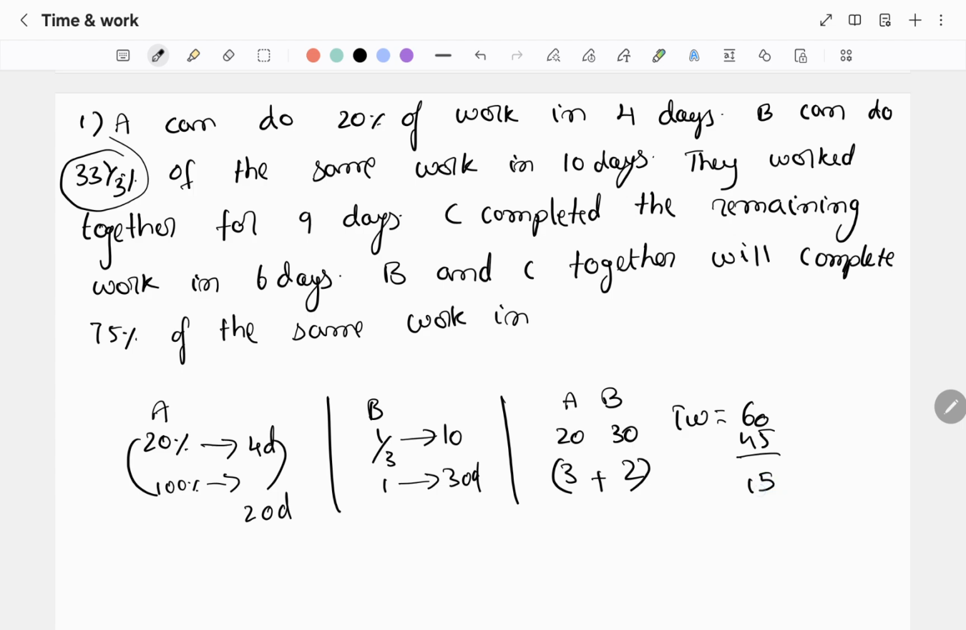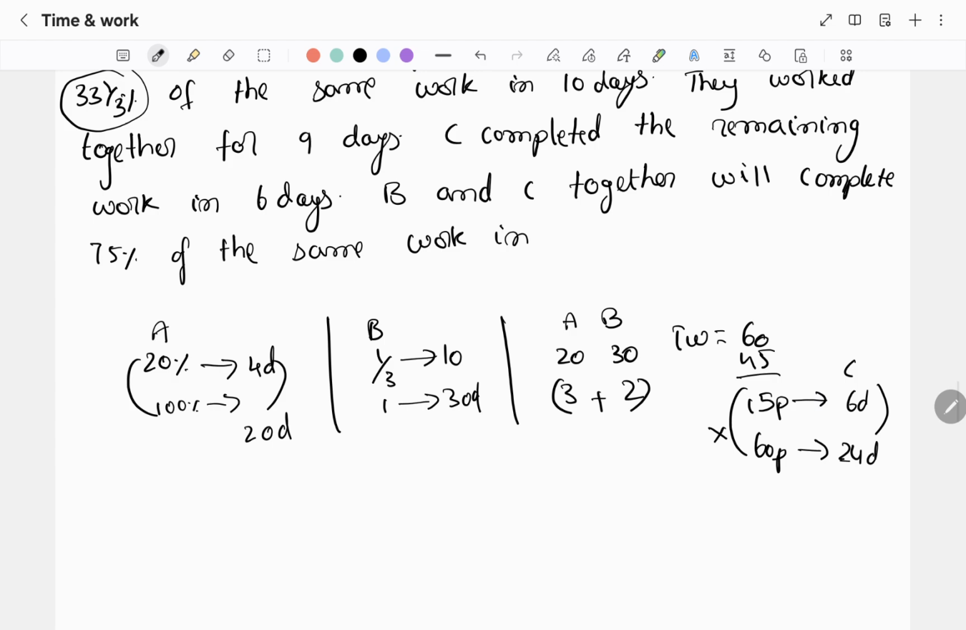The remaining 15 parts. Who has to do these 15 parts? These 15 parts of work should be done by C. In how many days? The remaining work in 6 days. So C completed the remaining work in 6 days. Now if 15 parts of the work is done in 6 days, then 60 parts of the work, original work, is how many parts? 60 parts will be done in 15 into 4 is 60, so 6 into 4, 24 days. So C can complete the work in 24 days.